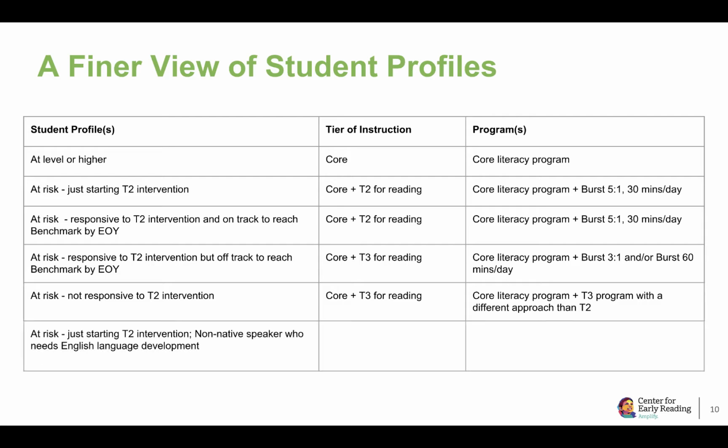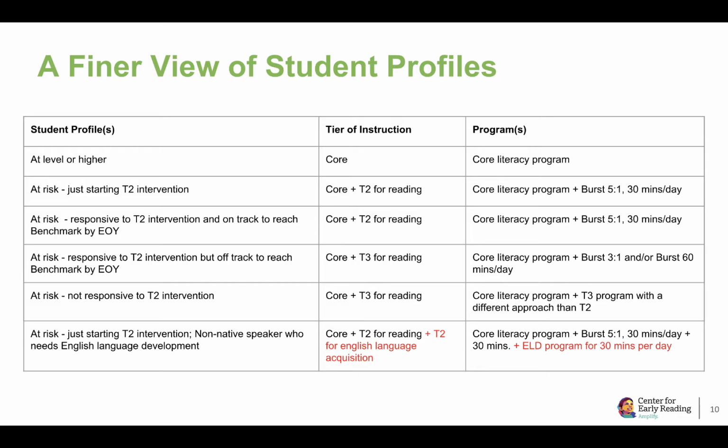What tier of instruction and program would you recommend for an English language learner student who is at risk, just started receiving Tier 2 intervention, and needs oral language development? Similarly to a native English speaker, we would need to give these students a few weeks of Tier 2 intervention for 30 minutes daily in small groups of 5 to 1 and see how they respond. In addition to Tier 2 intervention, these students likely need an oral language development program for 30 minutes daily to help them develop listening and speaking skills.